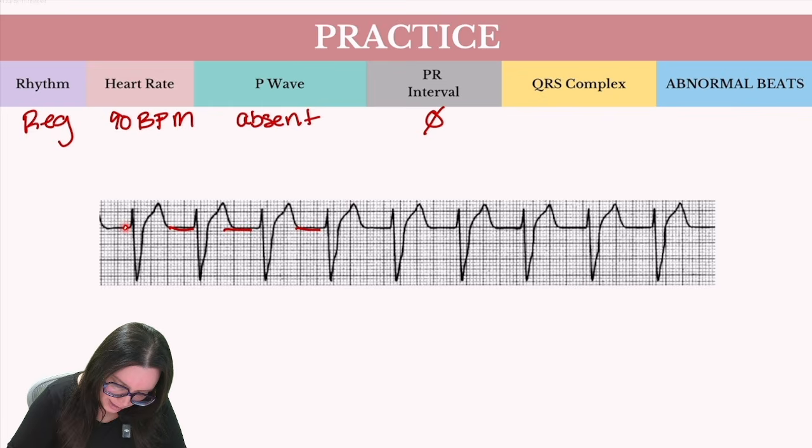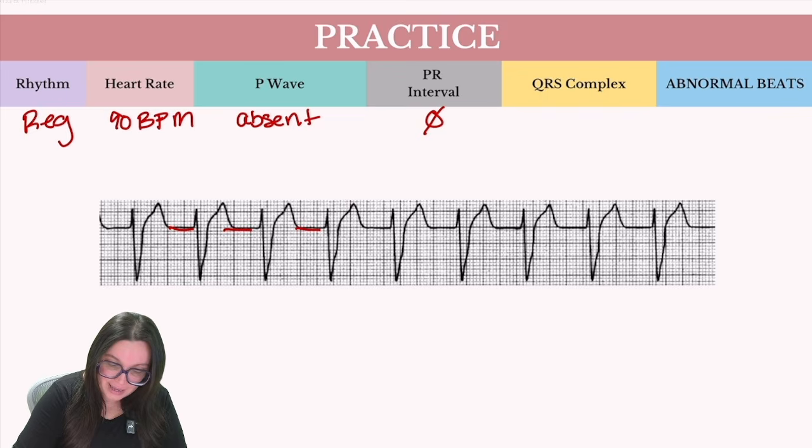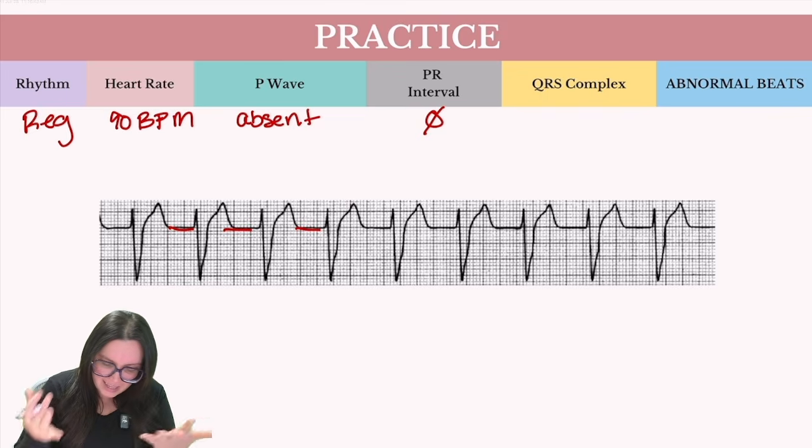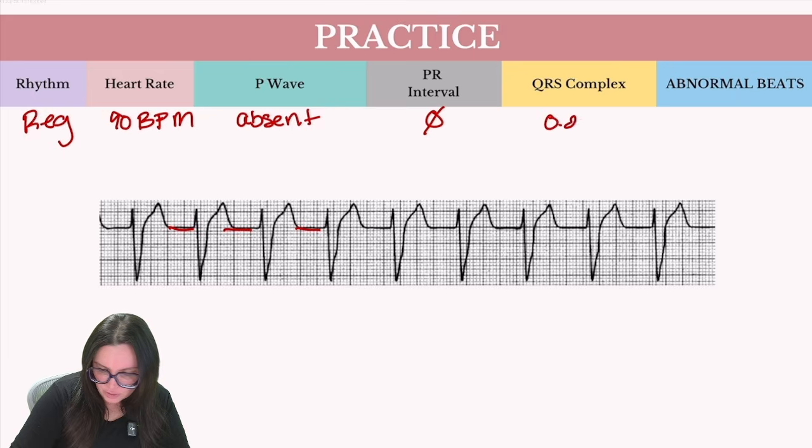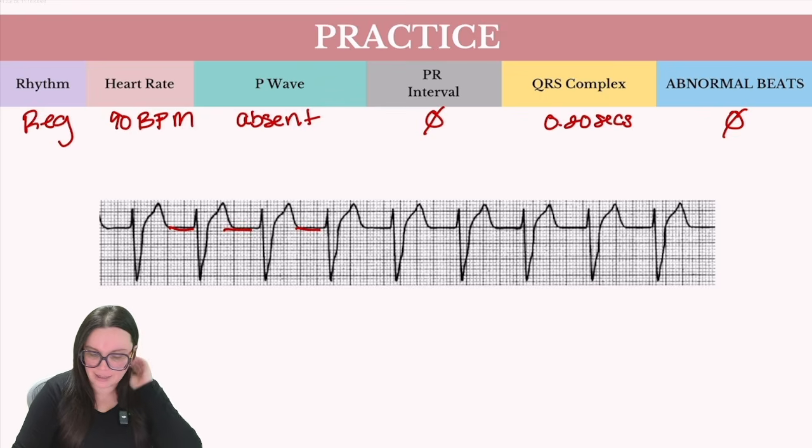If we were to measure it out, it kind of starts here, comes up, comes down to about right here. There's like a little notch right there. It's actually pretty big. So we can absolutely call this one a big, wide, ugly QRS complex. It's approximately 0.20 seconds, so much bigger than normal. And do we have any abnormal beats? Not that I can see, so we can automatically eliminate that.